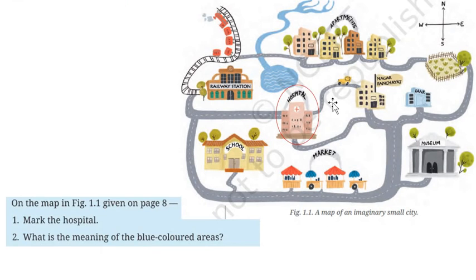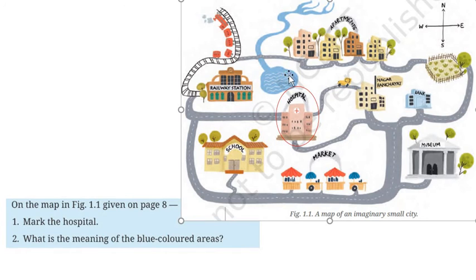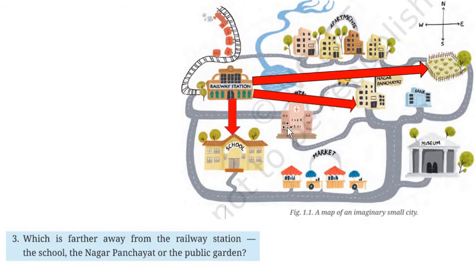Now in this map you will find the very first question of this textbook, which is related to this imaginary map. The first question is, mark the hospital. Of course, this is the hospital which I have marked over here, and the blue colored areas are water bodies. As you can see from the wavy feature, this is a water body, some lake, something like that. Fine. So the next question is, which is farthest away from the railway station?